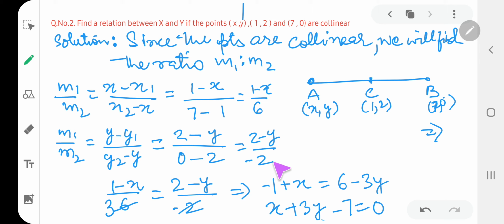Now both these will be equal as the points are collinear. So when you equate and cross multiply, you will get the equation x plus 3y minus 7 equal to 0. This equation gives us the relation between x and y. I hope you understood. That's all for this video. We will meet with a few more questions of the same exercise in our next video.